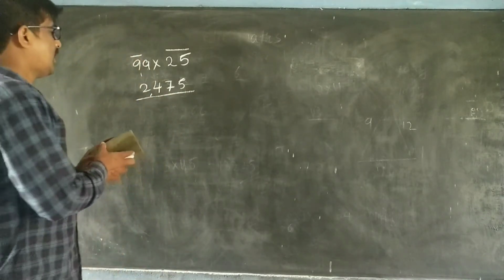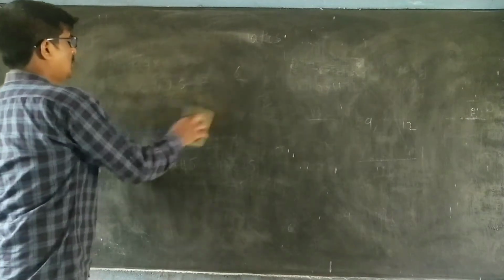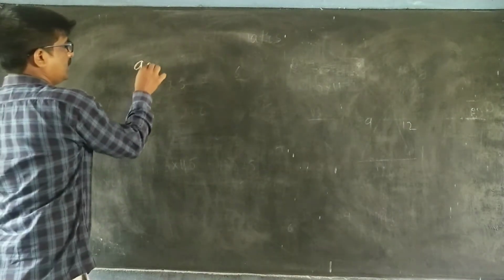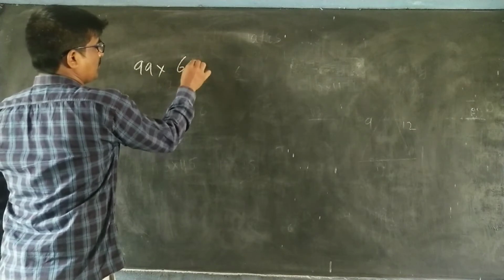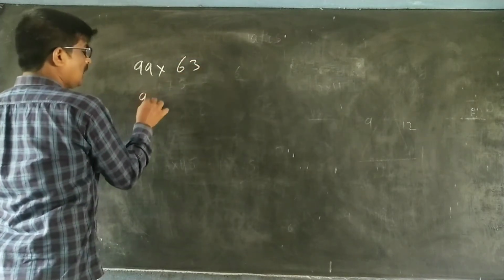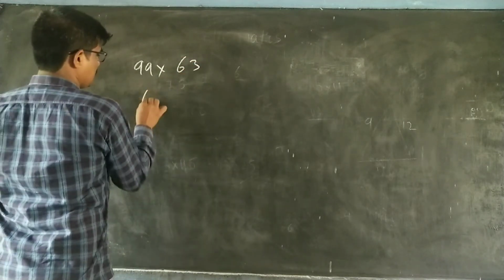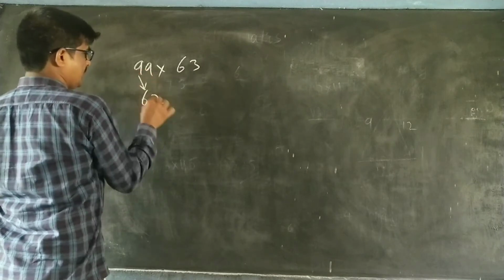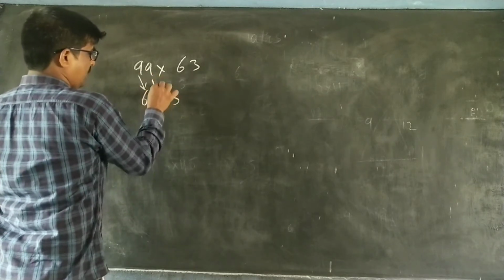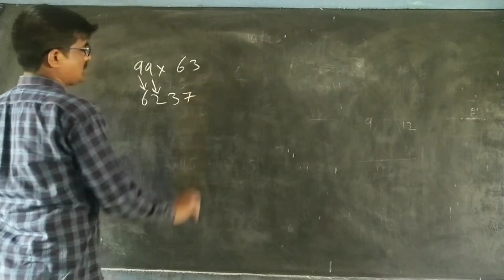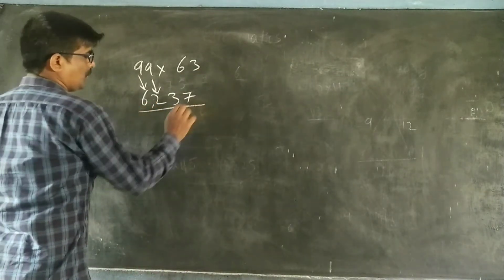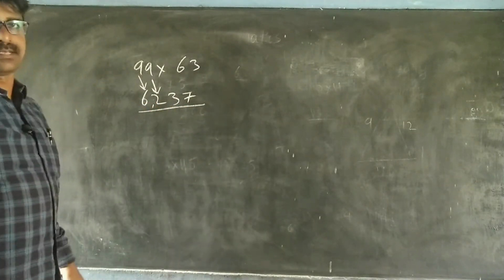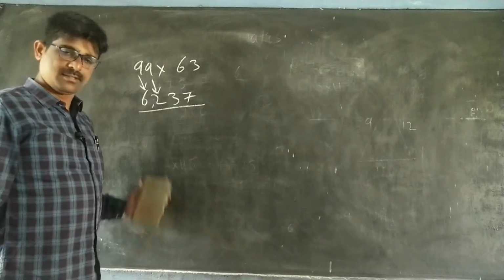Next, again one. Same. I am taking 99 into 63. So I write one number less, that is 62. 9 minus 6 is 3. 9 minus 2 is 7. So 6,237. Okay? Right. Copy it.